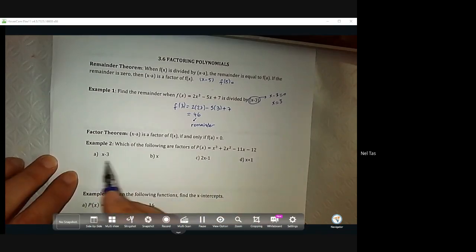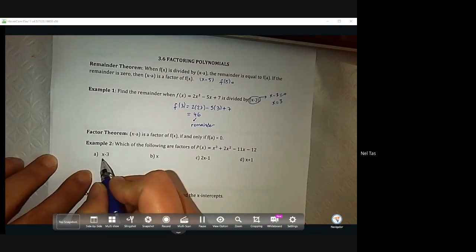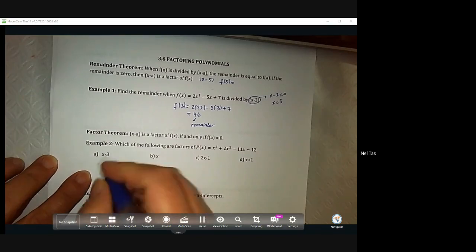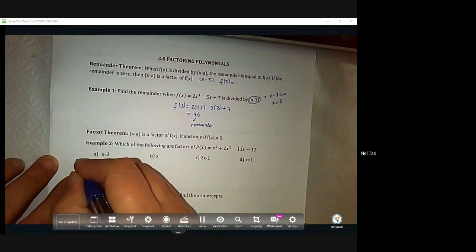So we are going to check each of these, okay? So a, x minus 3. Again, you make this equal to 0, solve for x, then you get 3. Then you substitute 3 in not f but the p function.